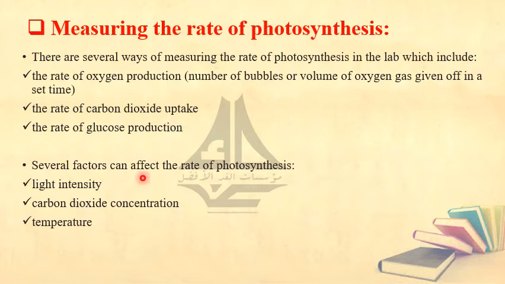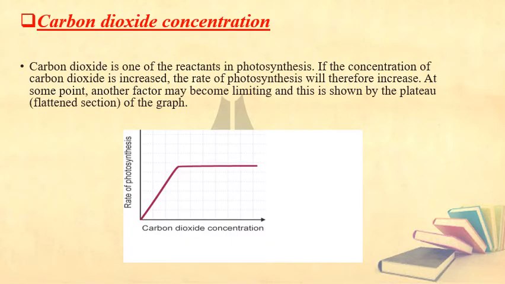Have you ever asked yourself if there are factors that affect the rate of photosynthesis? Of course, yes. Light might affect photosynthesis. Also, the concentration of carbon dioxide might affect photosynthesis, as well as the temperature. Let's check together how these factors affect the rate of photosynthesis. I'm going to start with the first factor, carbon dioxide.